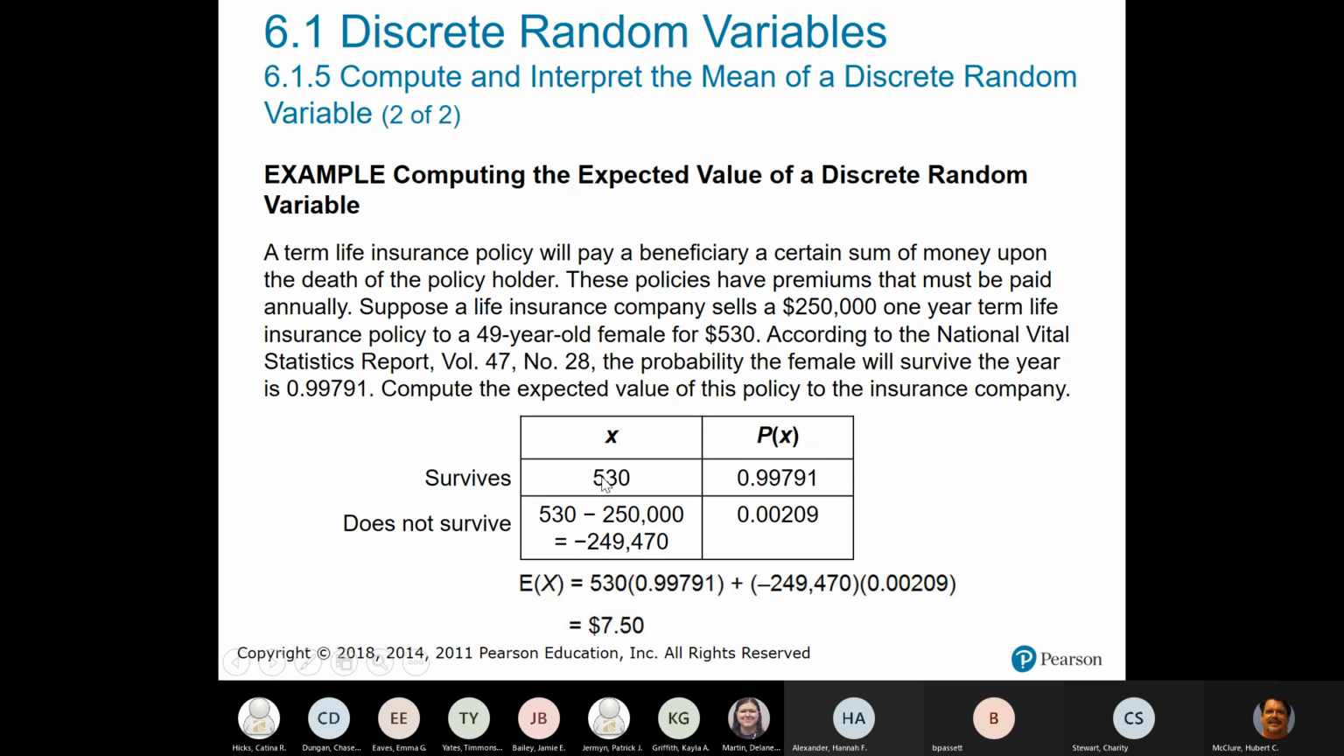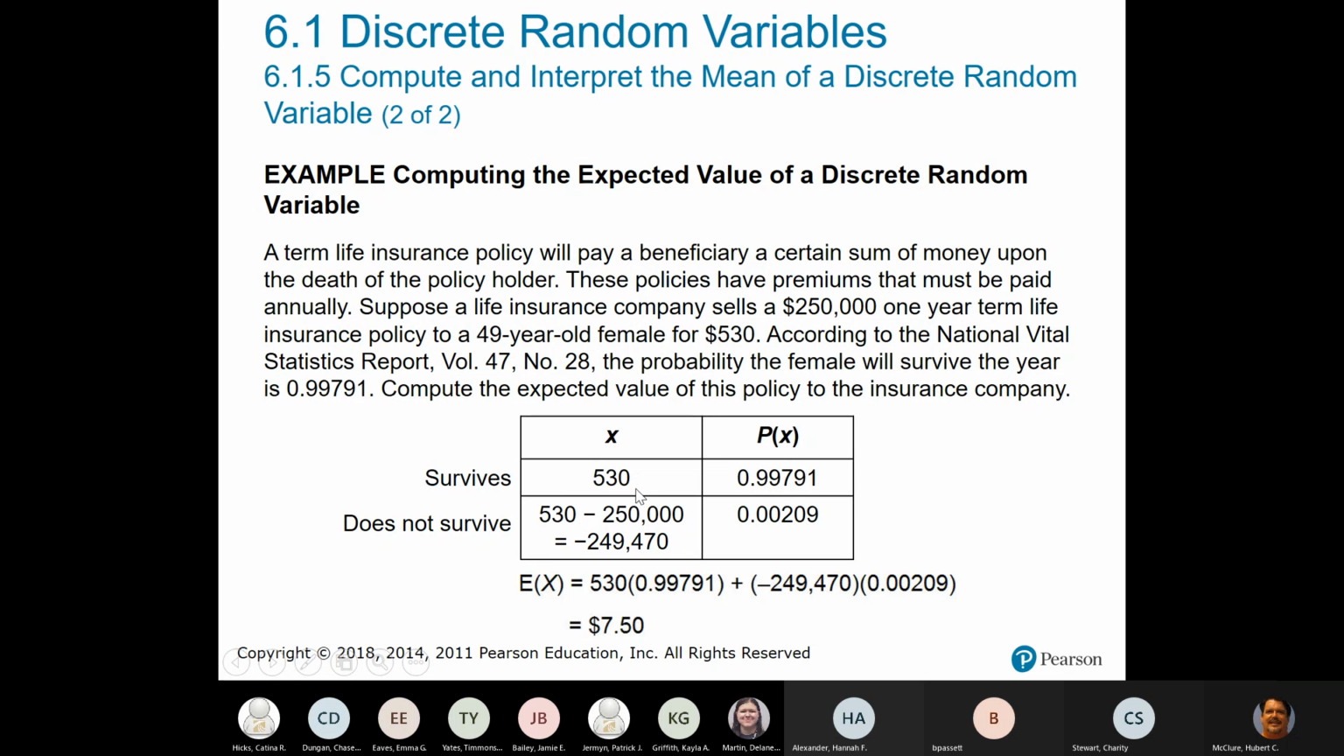Because she paid $530 to the company. So the company got $530 out of her before she died. But they're going to have to pay her $250,000, but they got $530 from her. So this is the difference between $530 minus the policy. So that's your two events. Alive, dead.